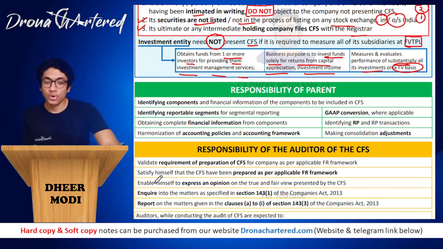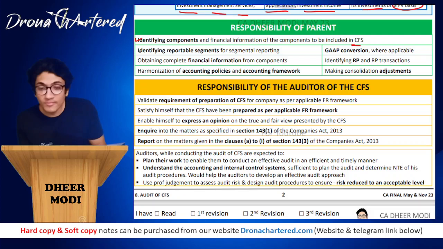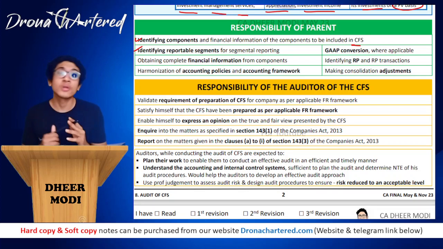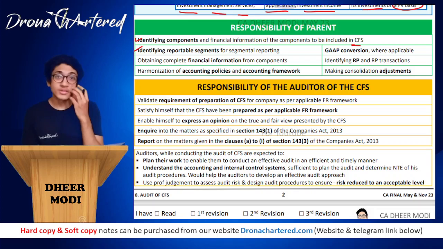Now next is the responsibility of the parent. So first we'll understand the points and then we'll do the key. First, identify components and financial information of the components to be included in CFS. That means which entity do I have to include in my CFS? Next, identify reportable segments for segment reporting, which I think is Ind AS 108. You have to identify which segments are my reporting segments.